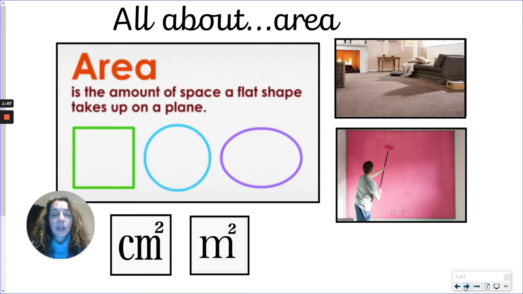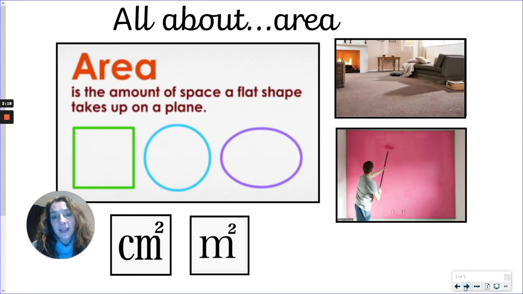Now this week's work follows on very closely from last week. So last week you were thinking about perimeter, which is obviously the distance around the outside of a flat shape. And this week you're thinking about area, and area is the amount of space that a flat shape takes up. So it's looking at the space inside a flat shape.